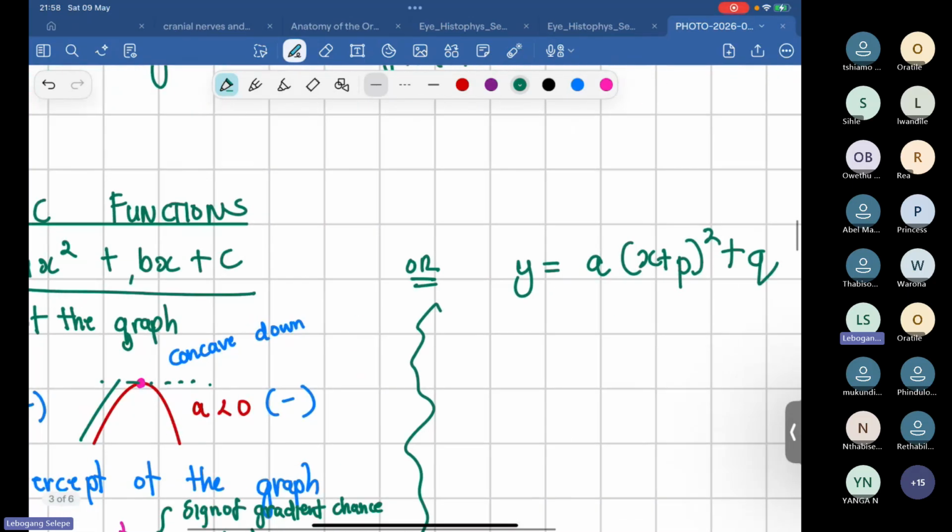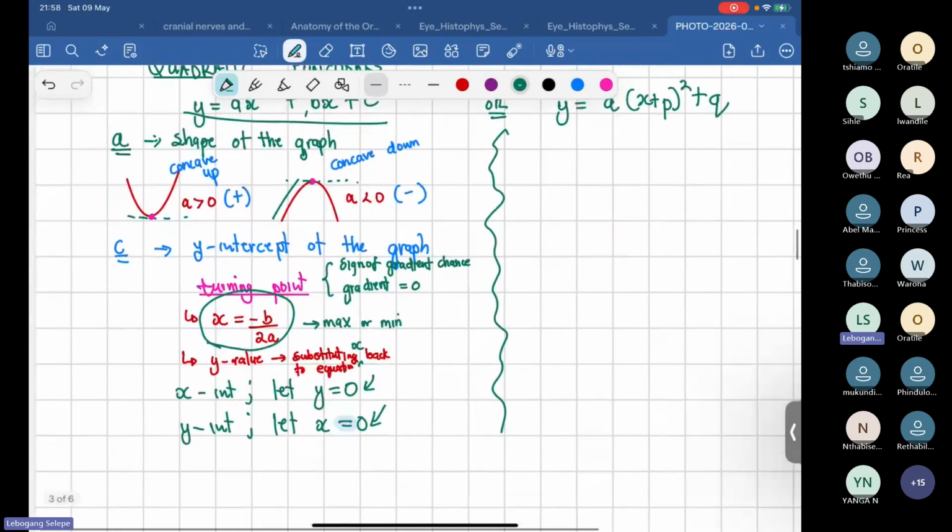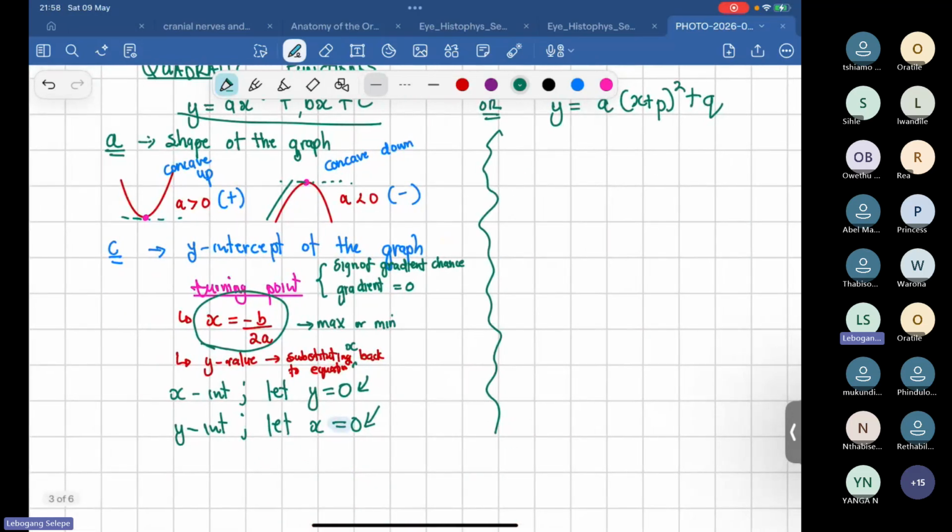Now, are there any questions regarding what I've said on the left-hand side? Thumbs up if you're fine, like you understand what I said.